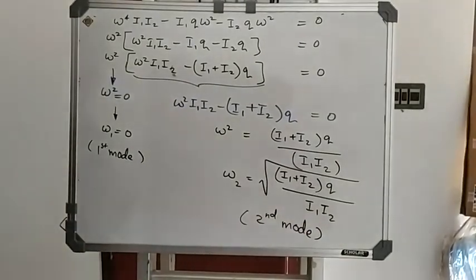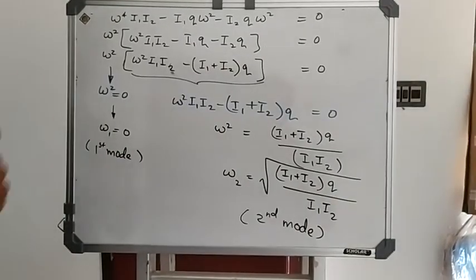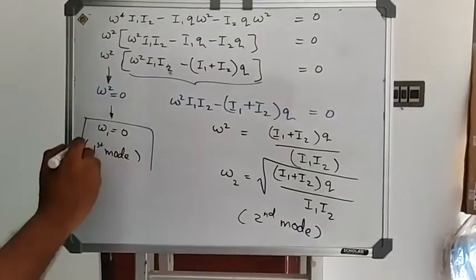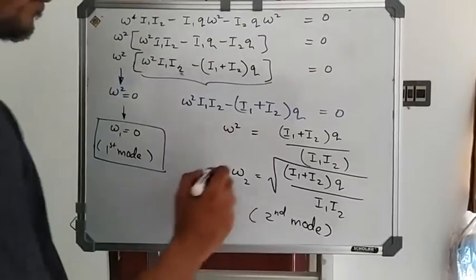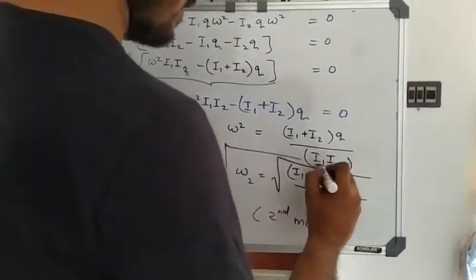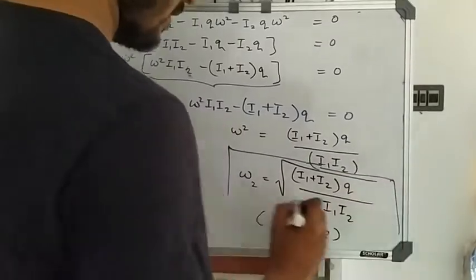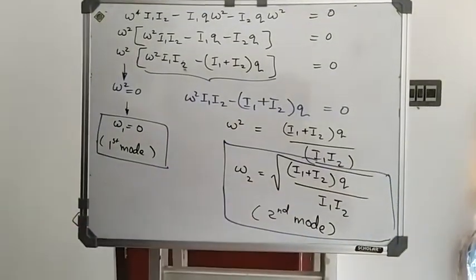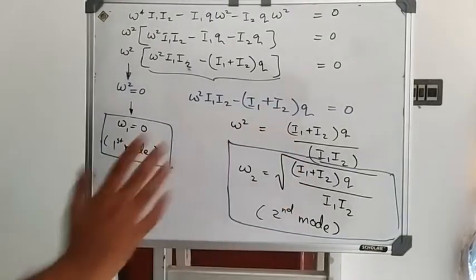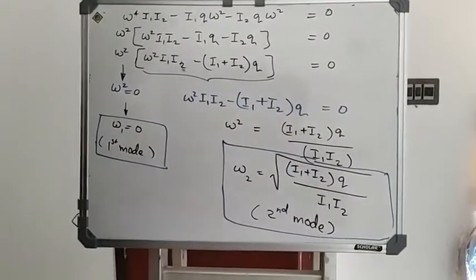This will represent the second mode. Now these two values are very much important, because this represents the natural frequency of vibration of the first mode of vibration, and this one represents the natural frequency of vibration for the second mode. Both values are in radians per second.